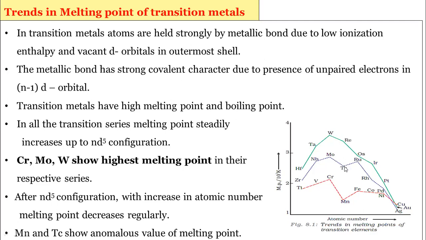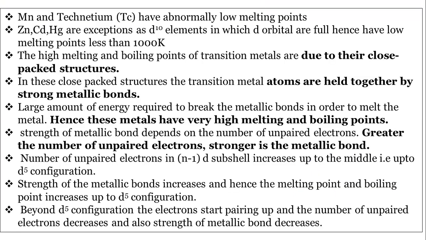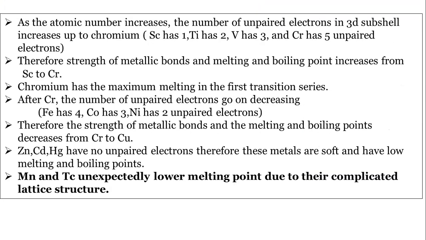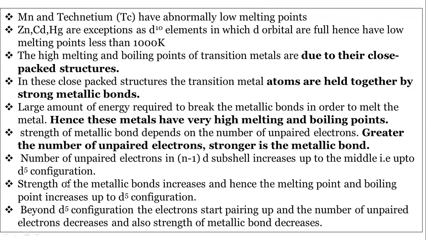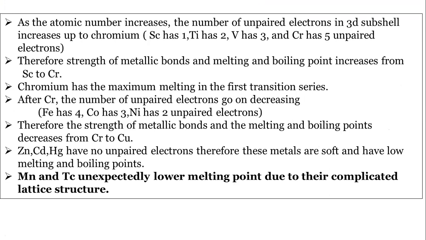So the melting and boiling points also depend upon the lattice structure because of the close packing. The answers are given here. I have given the detailed explanation why manganese and technetium have lower melting and boiling points, because the last line is written here. Remember the name, it is technetium, Tc. Unexpectedly, they have the lower melting point because of their complicated lattice structure.